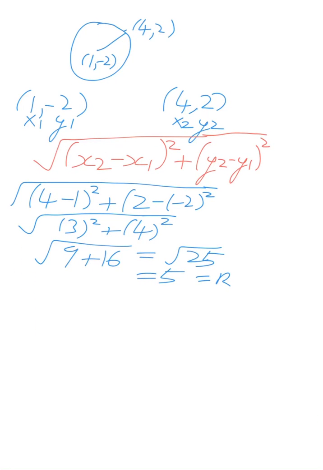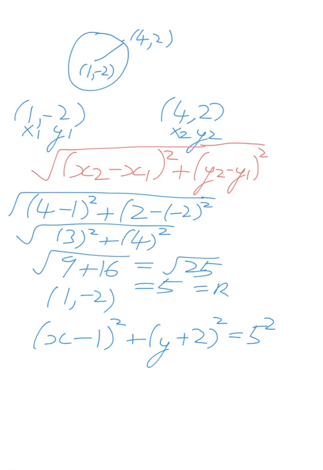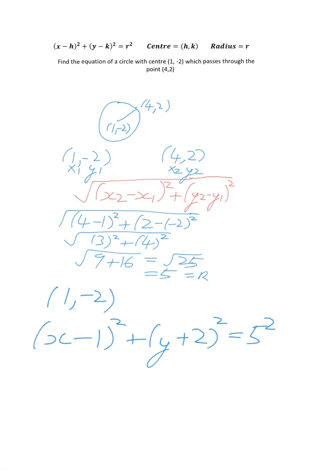Now, we already know that the center is (1, minus 2). That means our equation now is going to be x minus 1 all squared plus y plus 2 all squared equal to 5 squared. You can see from that how I ended up with x minus 1 all squared and y plus 2 all squared, that the values of h and k will always be opposite to what you have as your center.